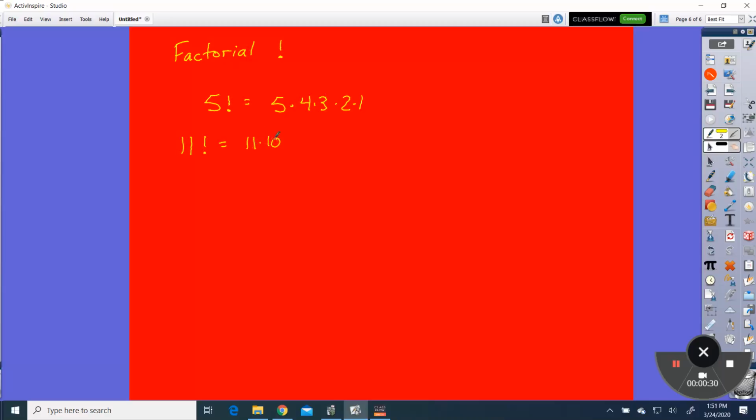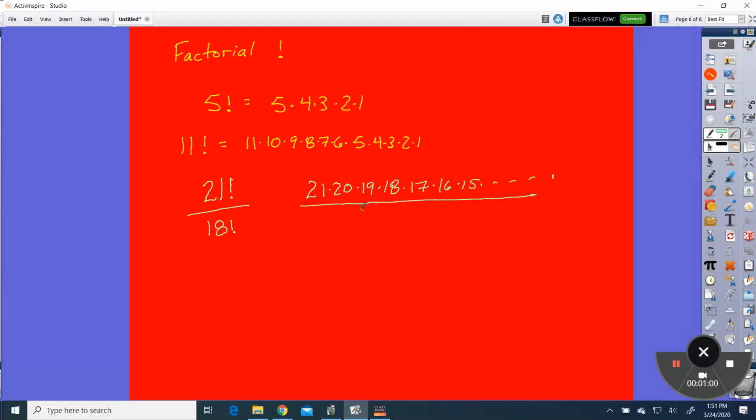So 11 factorial is 11 times 10 times 9 times 8 times 7 times 6 times 5 times 4 times 3 times 2 times 1. If you run into something like 21 factorial divided by 18 factorial, we'll realize the top is 21 times 20 times 19 times 18 times 17 times 16 times 15 all the way down. Well, on the bottom, it's 18 times 17 times 16 times 15 all the way down.